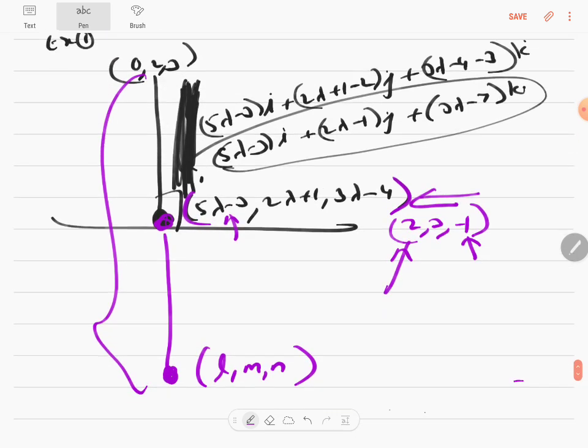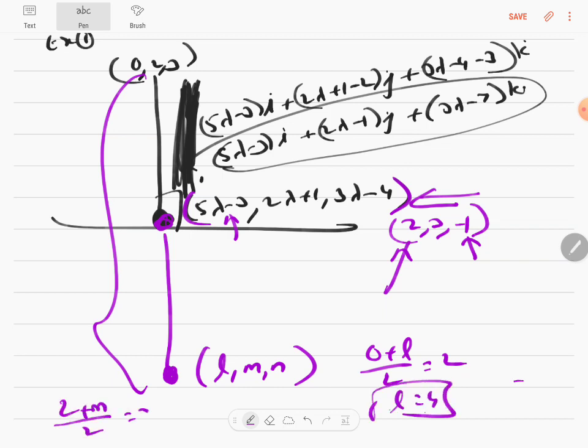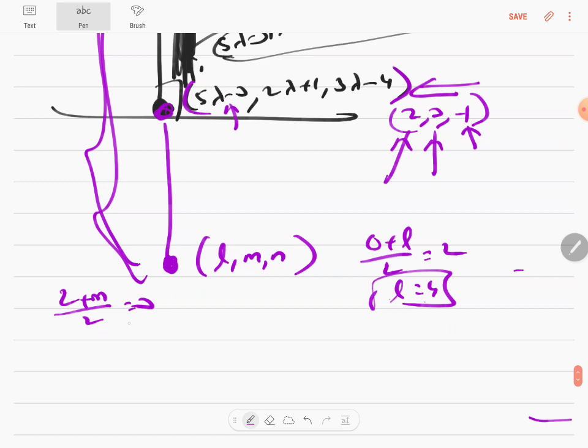Midpoint formula, x1 plus x2 by 2. So 0 plus L by 2 is equal to 2, so L is equal to 4. Then 2 plus M by 2 is equal to 3. x1 plus x2 by 2 is equal to this midpoint, 3. So 2 plus M is equal to 6, so M is equal to 4.